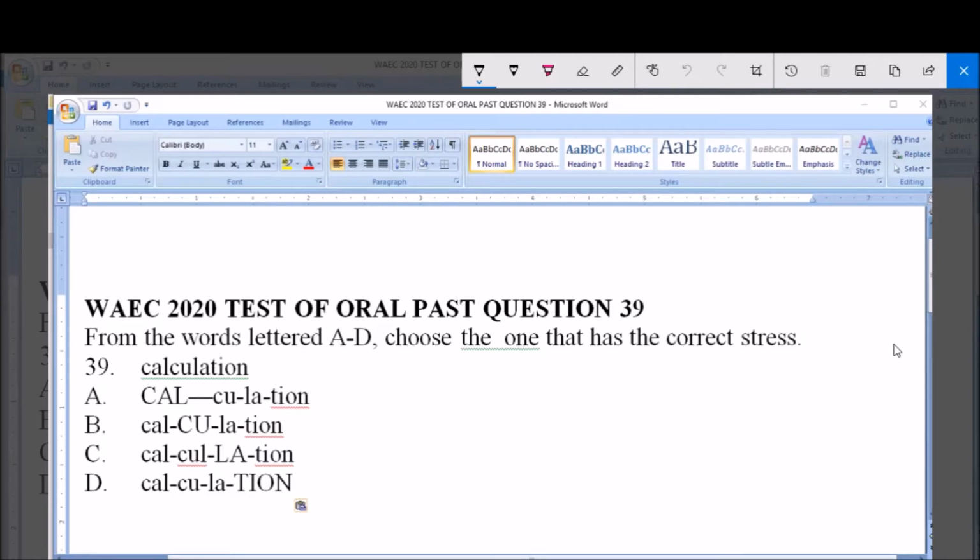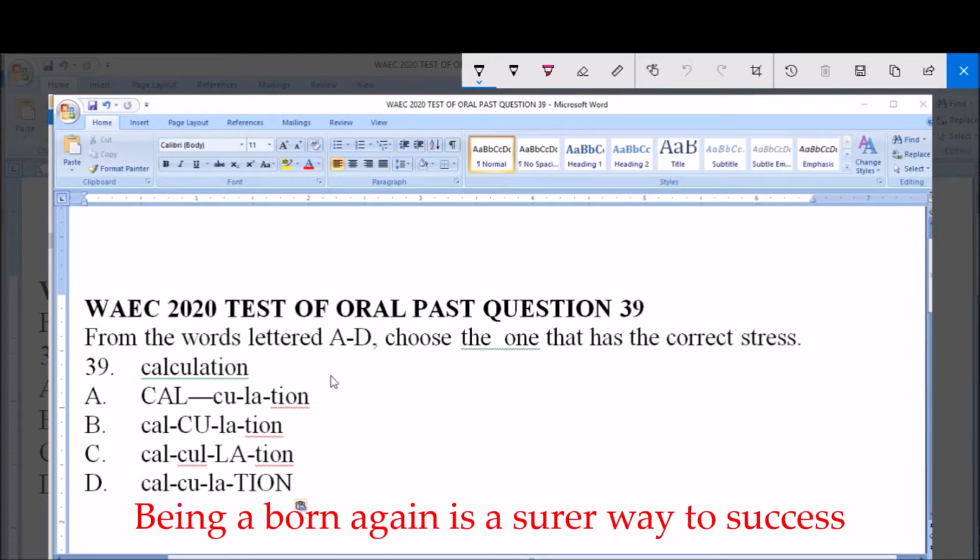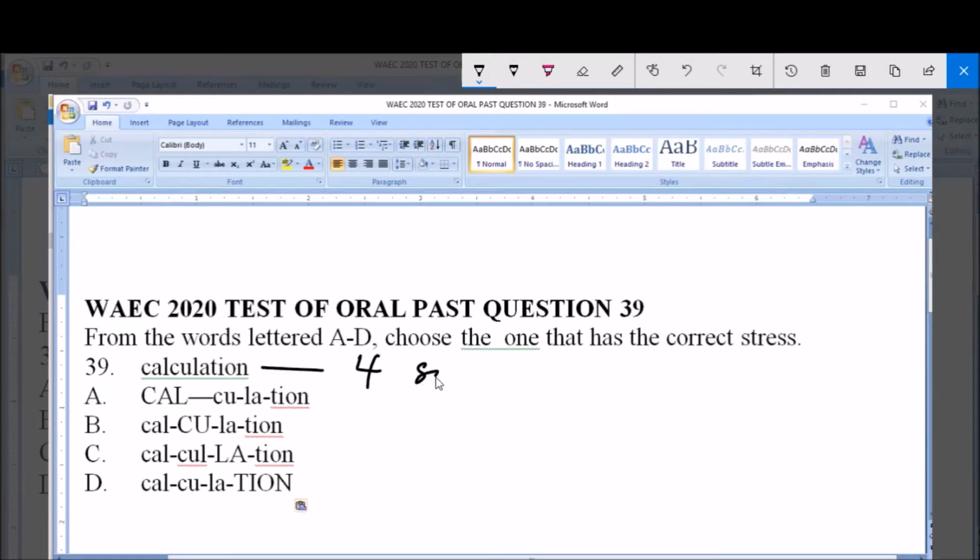Question number 39 says we should look out for the word or option that takes the stress of the given word, and the given word is pronounced as calculation. Calculation. So it is also a four syllabic word. So we have four syllables in this.